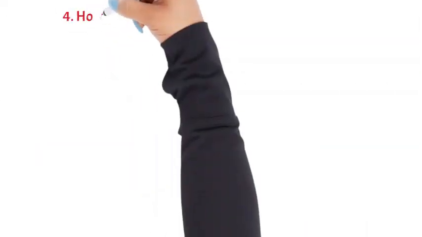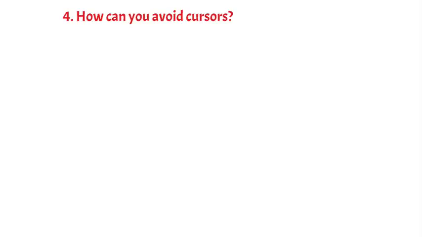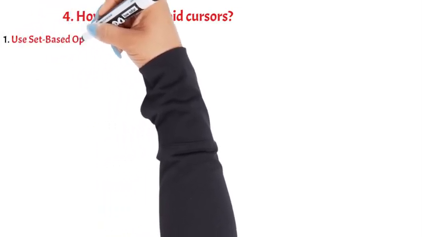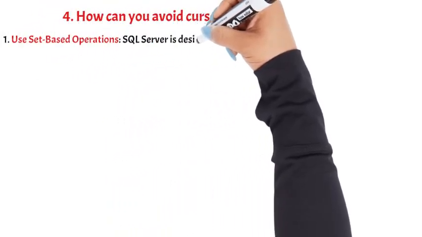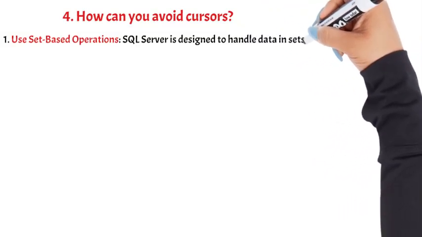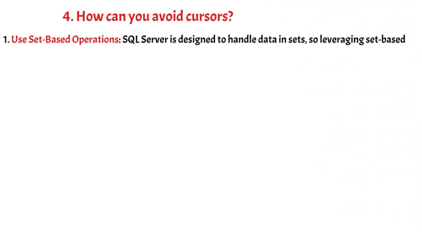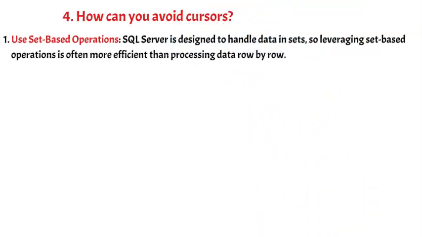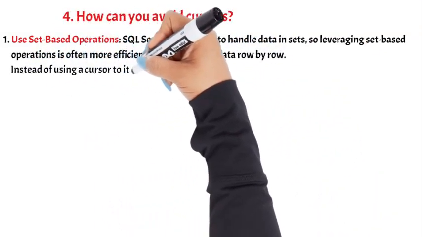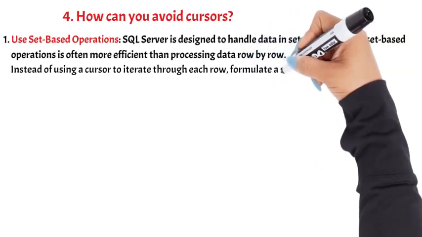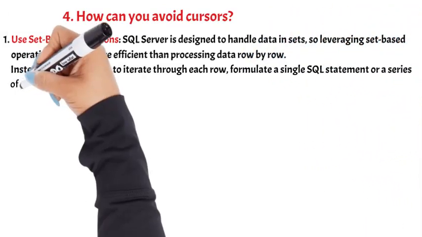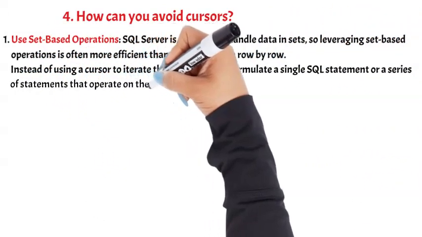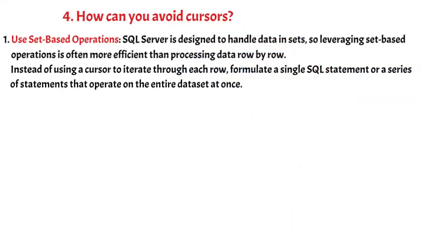4. How can you avoid cursors? 1. Use set-based operations. SQL Server is designed to handle data in sets, so leveraging set-based operations is often more efficient than processing data row by row. Instead of using a cursor to iterate through each row, formulate a single SQL statement or a series of statements that operate on the entire data set at once.